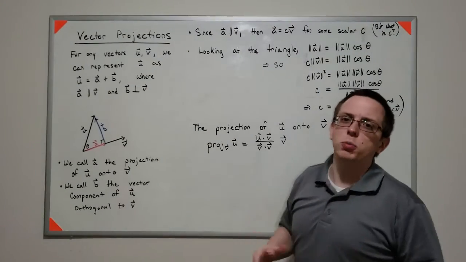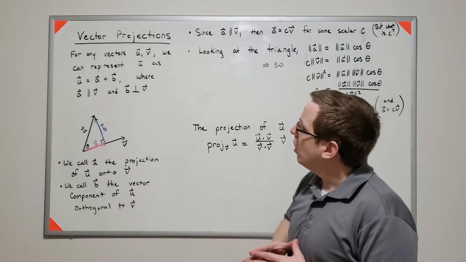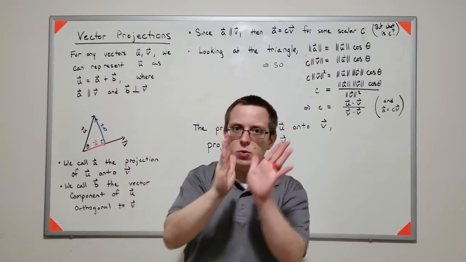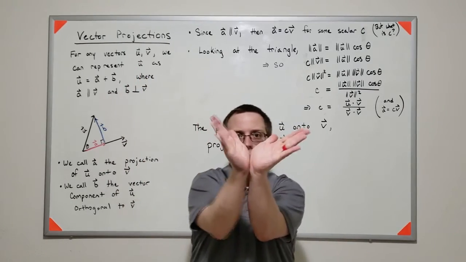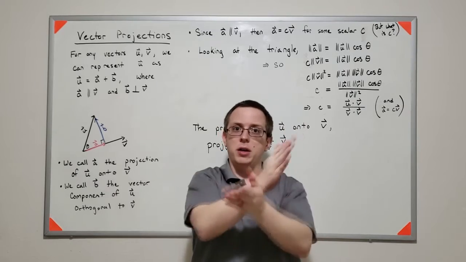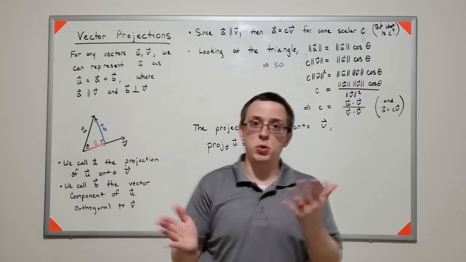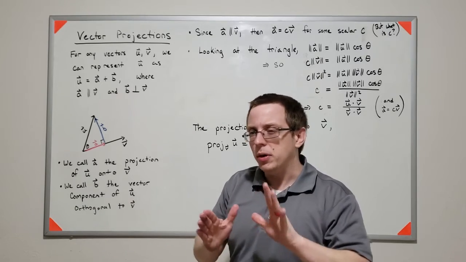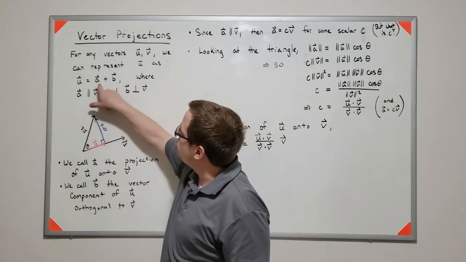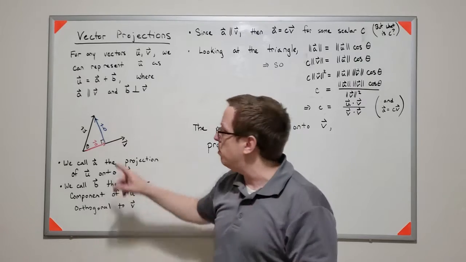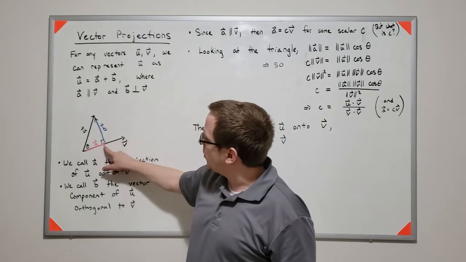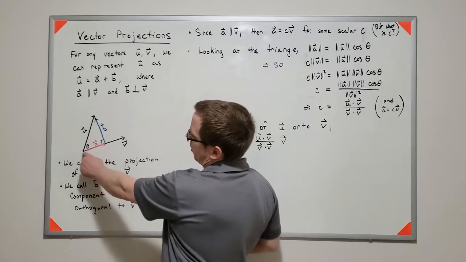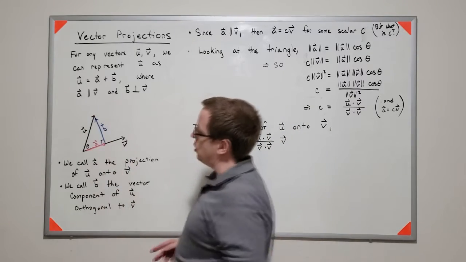Let's talk about vector projections. So when we think about any two vectors, u and v, they could be orthogonal, they could be parallel, they could be something in between. We can always split up the vector u into two separate vectors, a and b, one that runs parallel to v and one that runs orthogonal to it. So remember, if I just say a plus b, I get u.